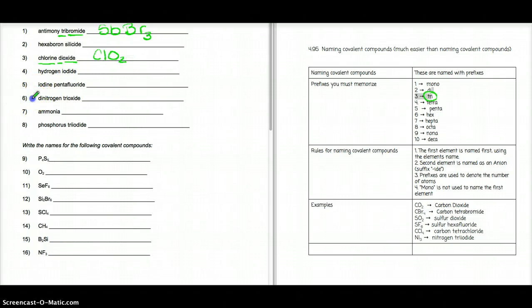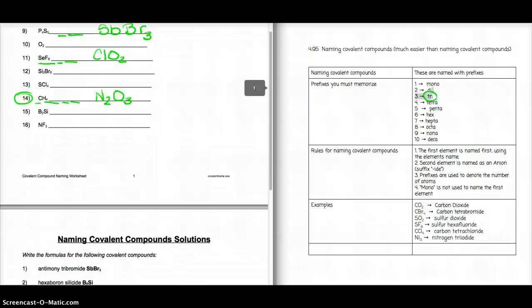And I think maybe we'll do this one for fun because it starts with a prefix, which is di. So there's 2 nitrogens, di meaning 2, nitrogen. So we've got nitrogen, and there's 2 of them. And we have trioxide. So there's 3 oxygens. I hope you're getting the hang of this.